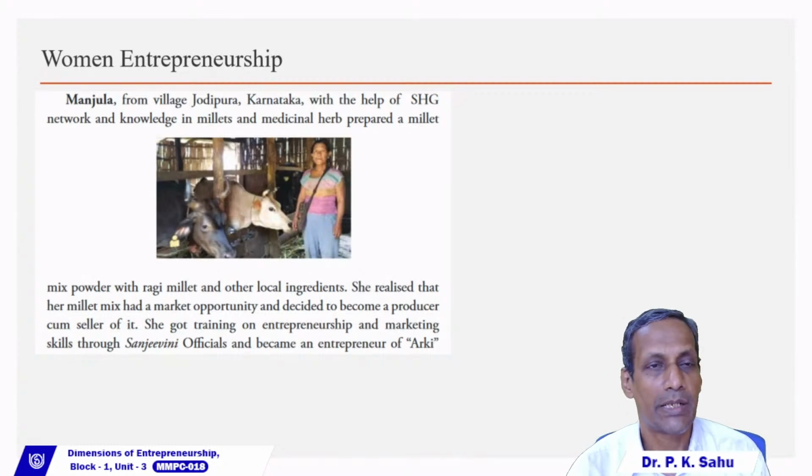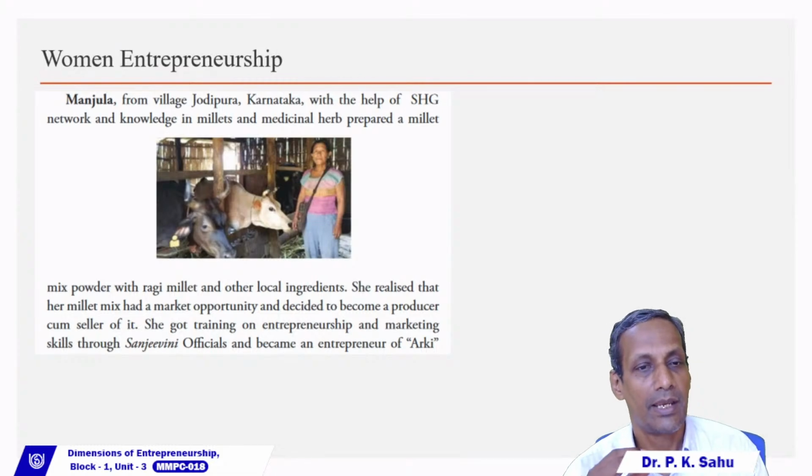Manjula is another woman entrepreneur from village Jodipura, Karnataka. With the help of the SHG network and knowledge in millets and medicinal herbs, she prepared a millet mix powder with ragi millet and other local ingredients. She realized that her millet mix had a market opportunity and decided to become a producer cum seller of it.